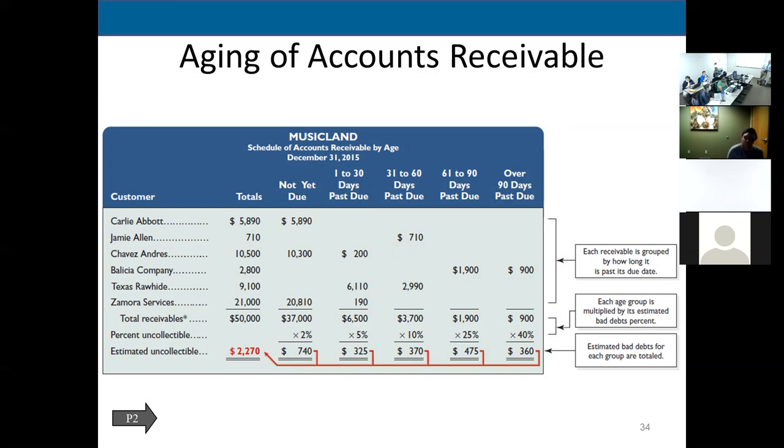Now you will notice that for the percent uncollectible, we're using a smaller multiplier, and as we increase the time, our multiplier is also increasing. What that's suggesting is history would show, and I would agree with that, that if someone hadn't paid you within 90 days, they're more likely not going to pay you than someone who was one day late. But good question.